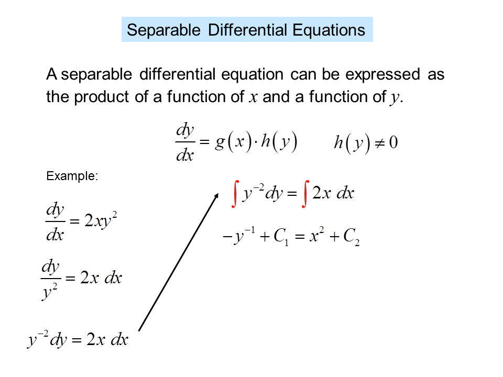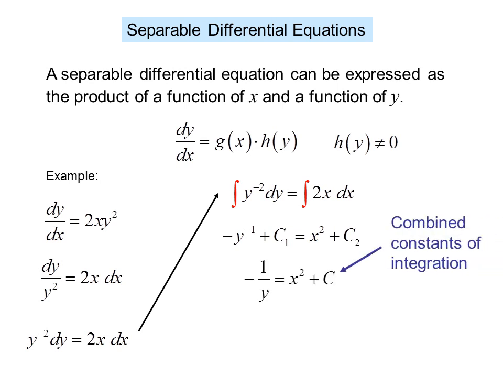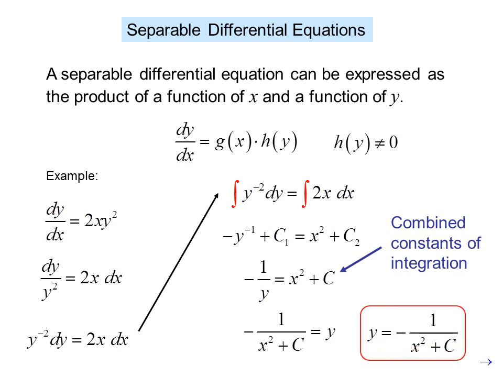The left side becomes negative y to negative 1 plus a constant. The right side becomes x squared plus another constant. We can combine the two constants of integration into one constant, since it's an arbitrary constant anyway. Now we solve for y. And our answer is y equals negative 1 over x squared plus c.